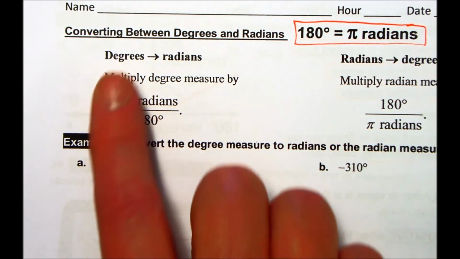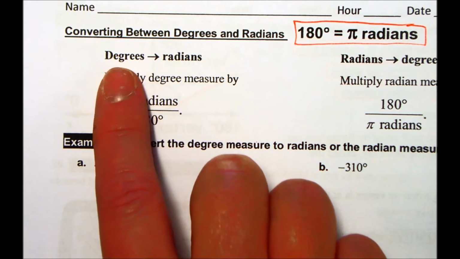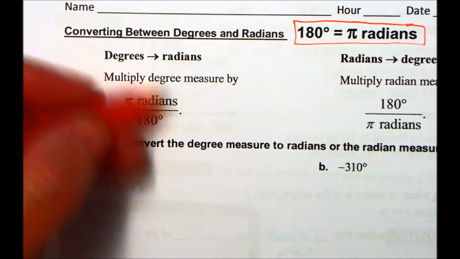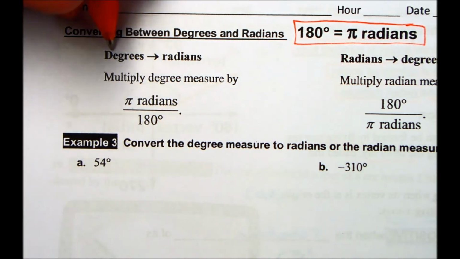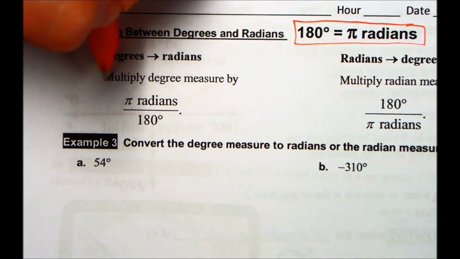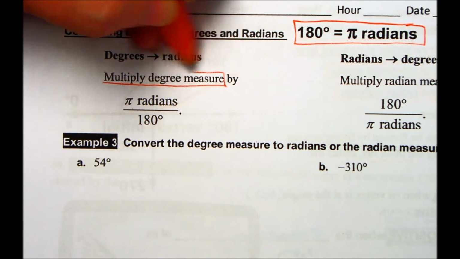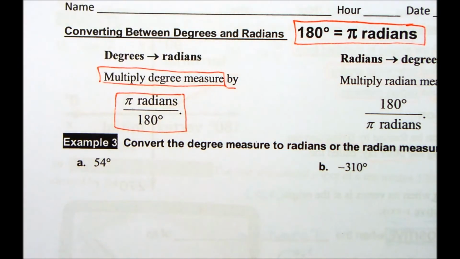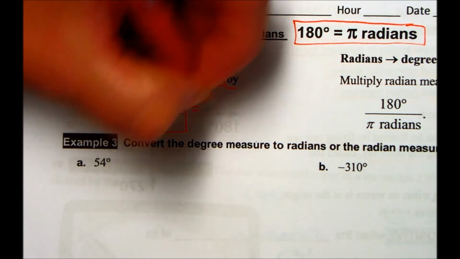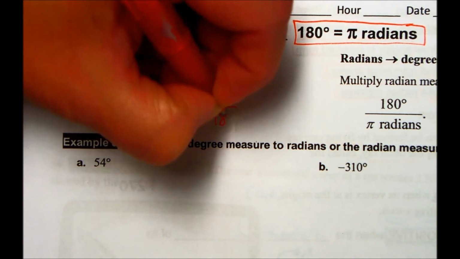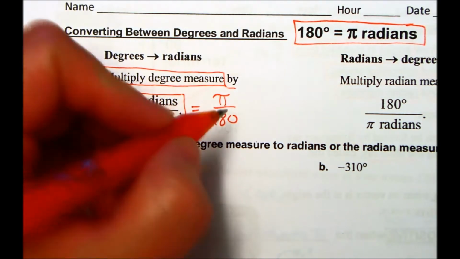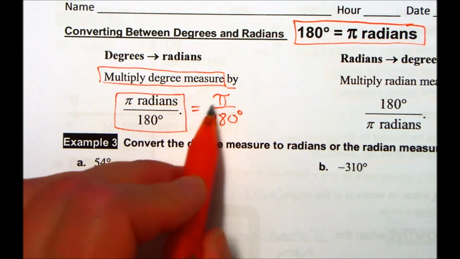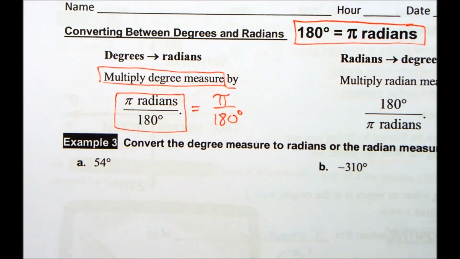So if you're given a measurement in degrees and you want to convert it to radians, we use this conversion rate. From degrees to radians, you want to multiply the degree measure that you were given by pi radians over 180, or what we're just going to say is pi over 180, because we want to get rid of the degrees, so we want the degrees on the bottom and we want to be left with pi or radians, so we put the pi at the top.